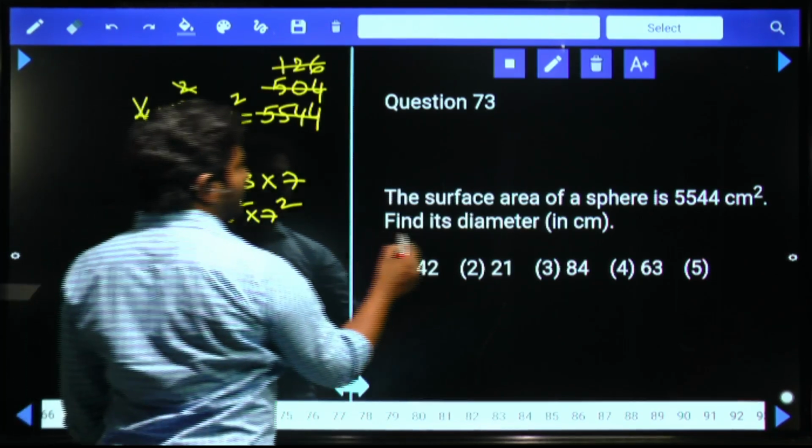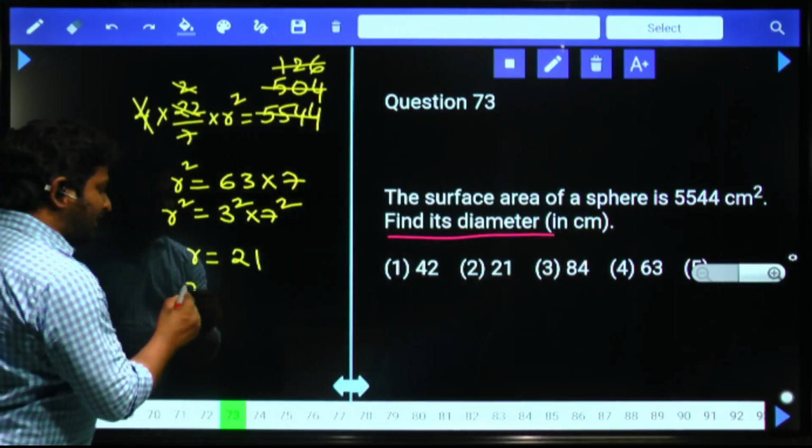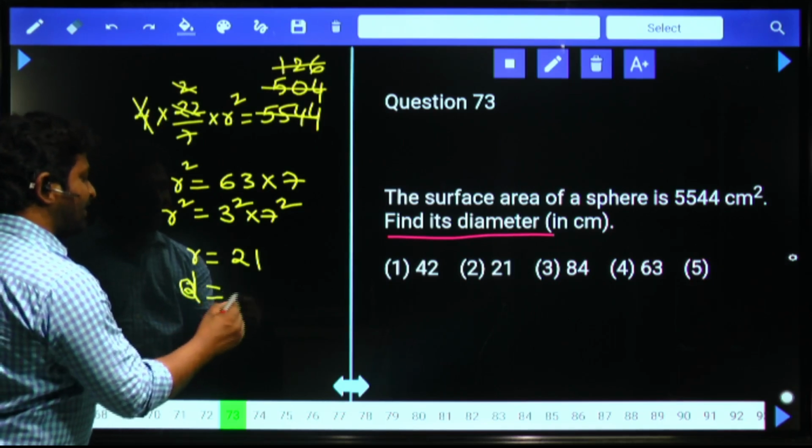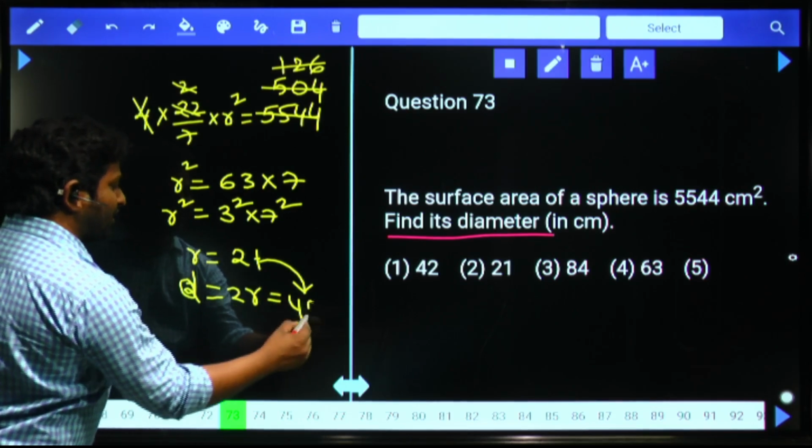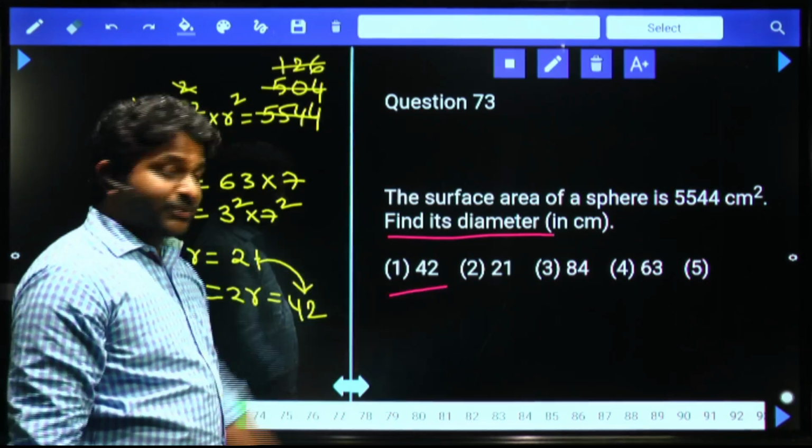But your question is about diameter. Do remember, diameter d is equal to 2r, that is 2 times this number, which is 42. 42, first option answer.